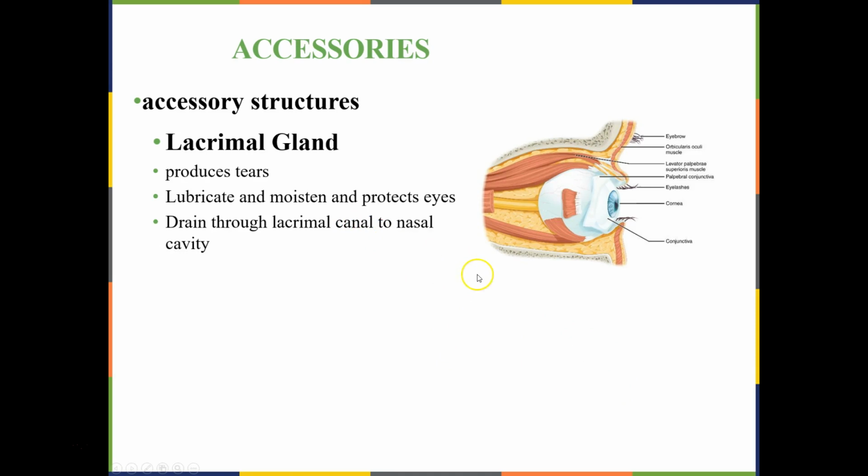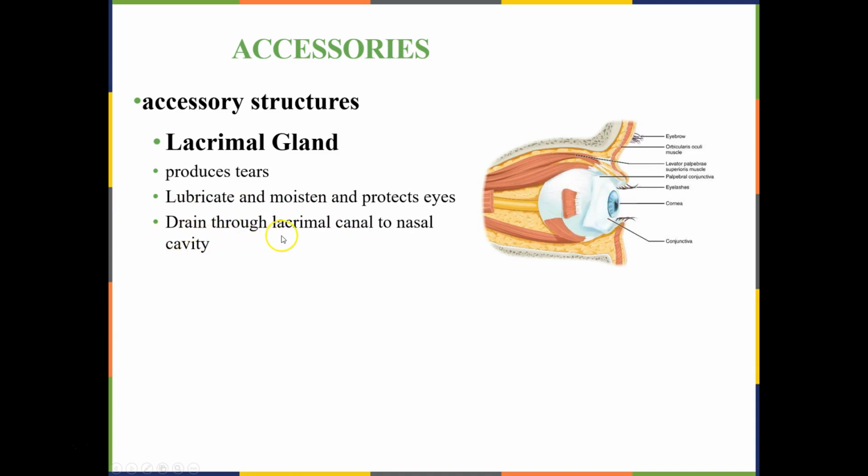We have lacrimal glands. I don't have a picture of lacrimal glands, so I apologize for that. But lacrimal glands are found in the upper eyelid, and these lacrimal glands produce tears continuously. So we're always producing tears, and every time we blink, those tears are released and they cover the eye. They kind of wash the eye. The function of tears, then, is to lubricate, moisten, and clean the eyes continuously.